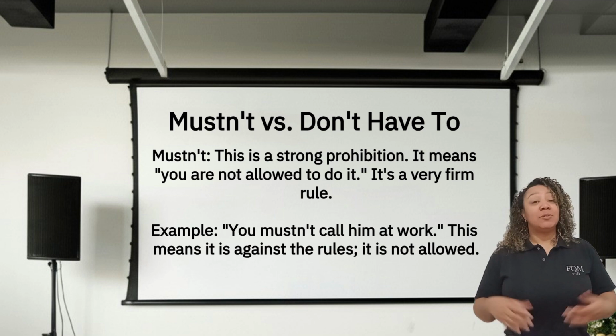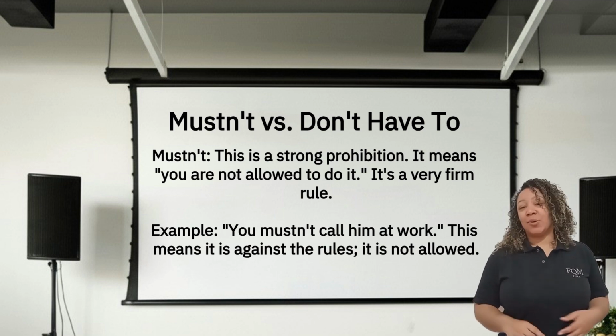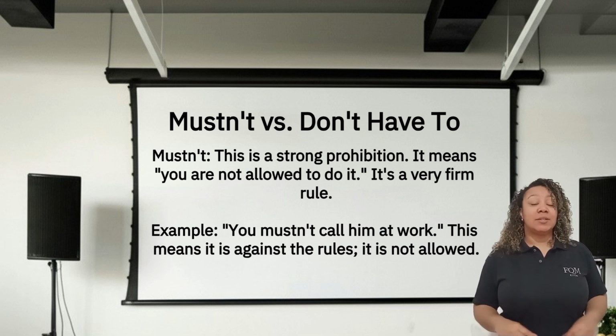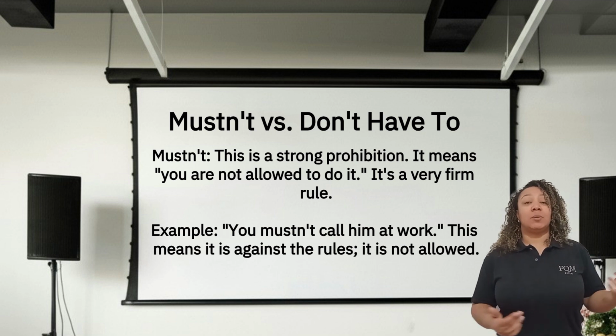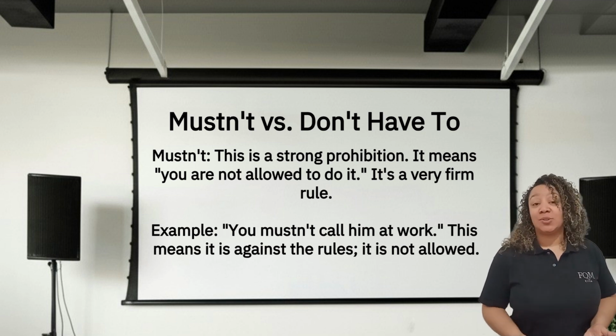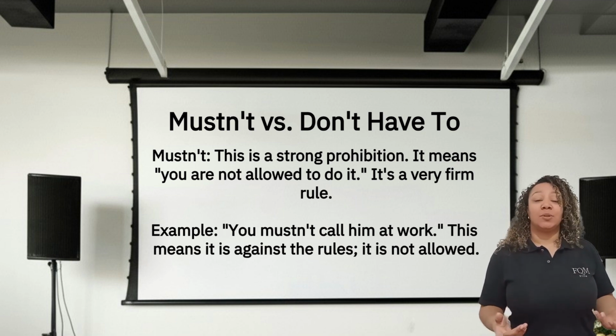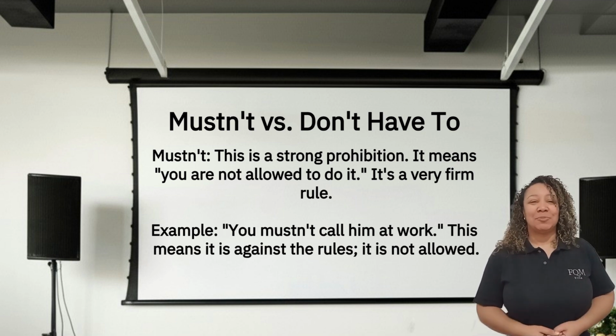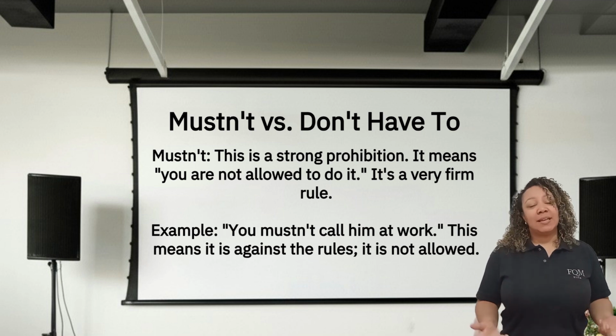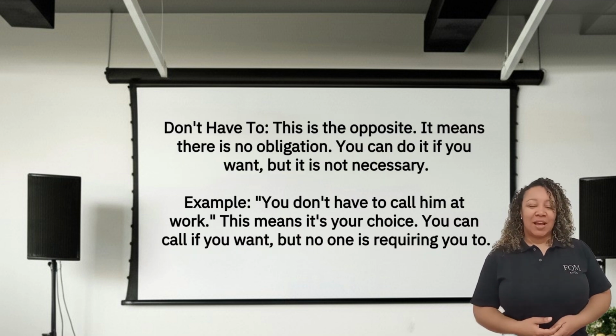Mustn't versus don't have to. Keep in mind the negative forms of these modals are also very different. Mustn't, this is a strong prohibition. It means you are not allowed to do it. It's a very firm rule. Example, you mustn't call him at work. This means it is against the rules. It is not allowed.